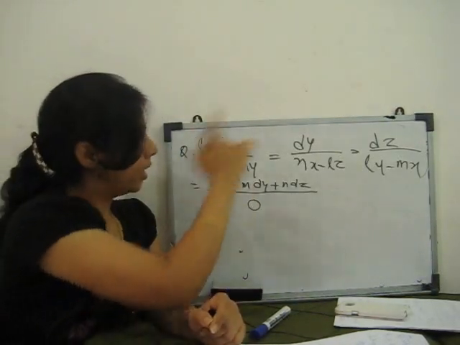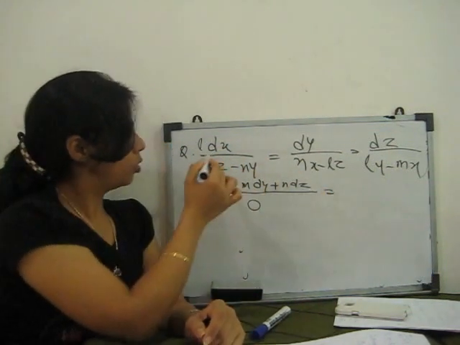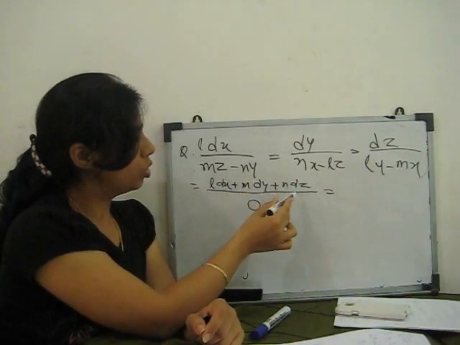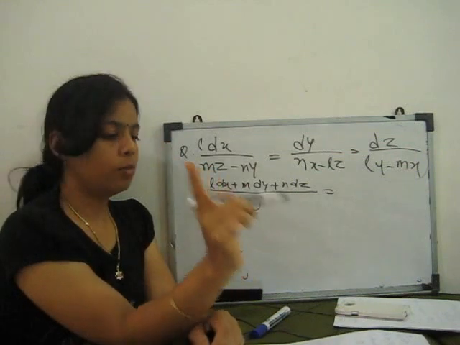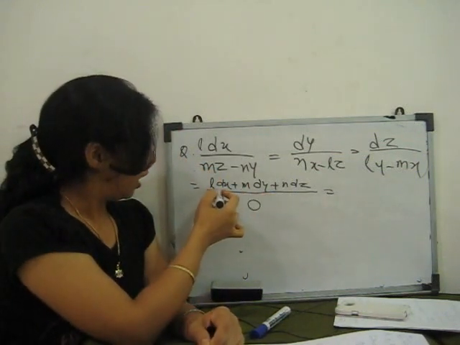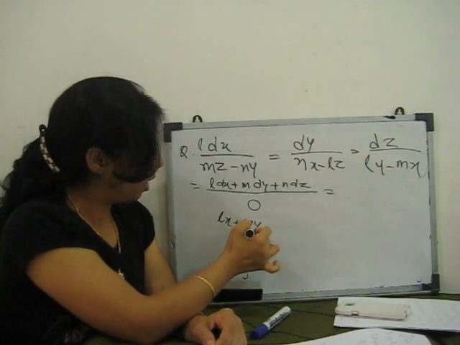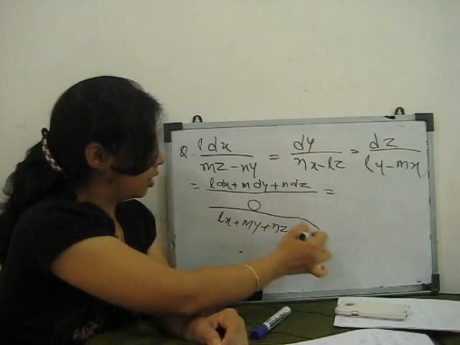Okay. Next, one more relation for the method of multipliers. So l dx plus m dy plus n dz is equal to 0. It gives one constant. What is it? One constant is lx plus my plus nz equal to c1 when we integrate it.